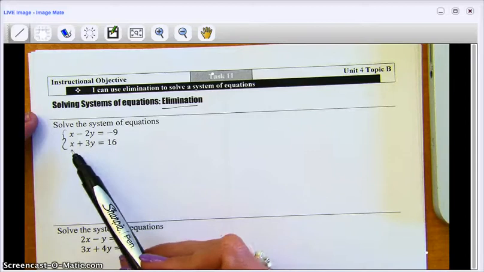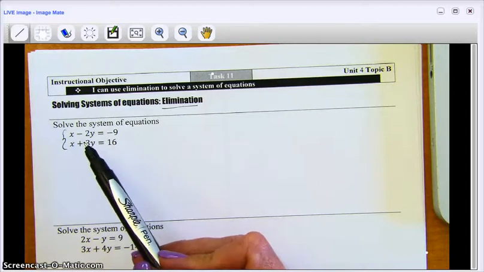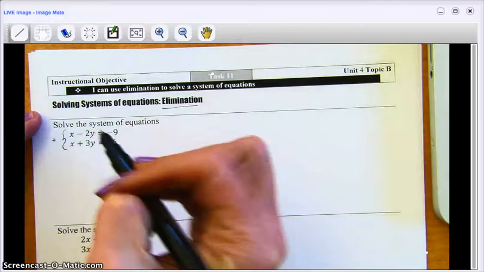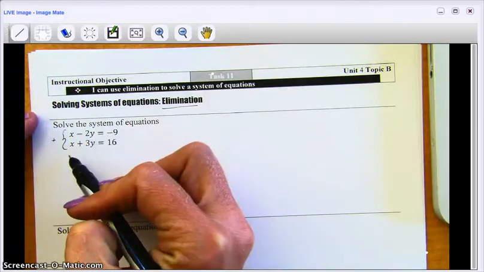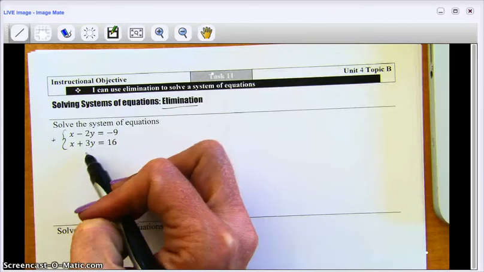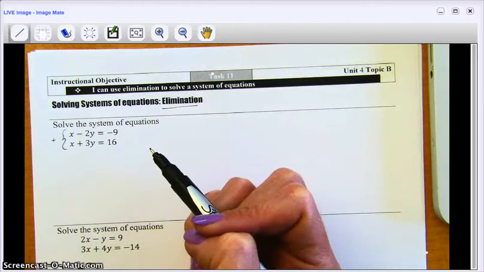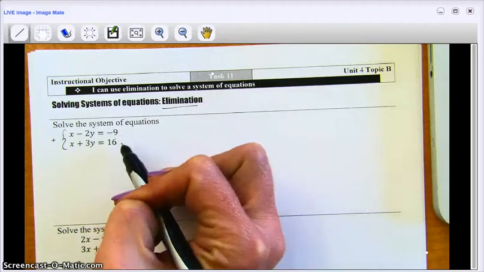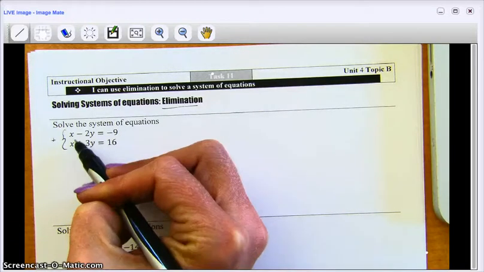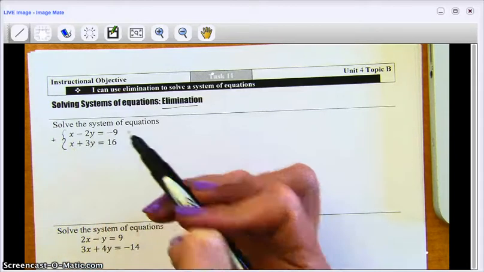The issue is here that we don't have a variable that's positive and negative that we can easily get rid of. So for example, if I add these two equations right now, I would have x plus x is 2x, and negative 2y plus 3y would give me a negative 1y. So I'm not able to eliminate anything. So what I need to do is manipulate one of these two equations so that when I add them together, one of the variables will be eliminated.